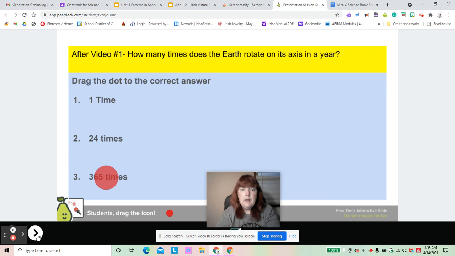Okay. Then, how many times does the Earth rotate on its axis in a year? It rotates 365 times. Okay, and that's again around the sun. Okay, it's, I guess, revolving around the sun would be a better way to put it.